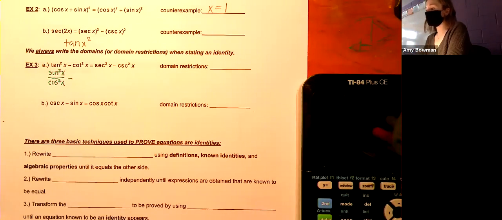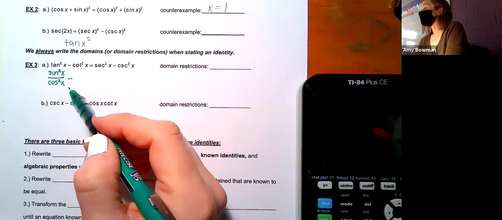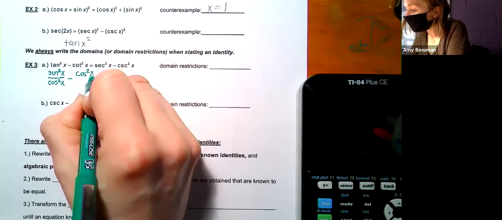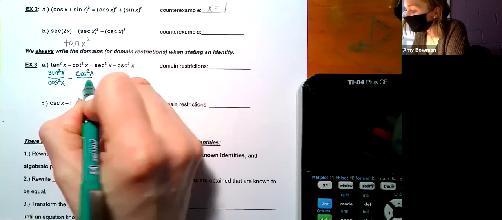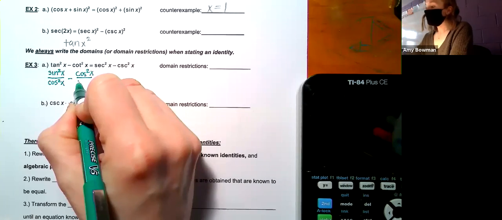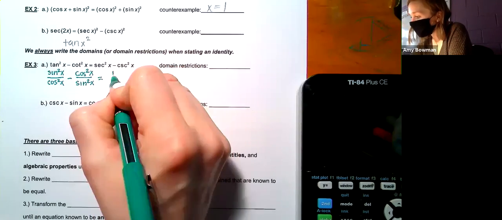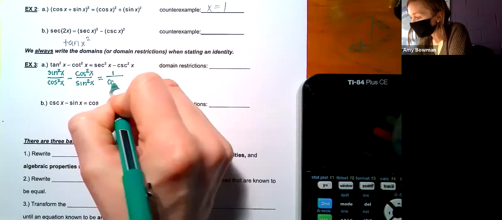No, cotangent: if tangent is sine over cosine, then cotangent is cosine over sine. So cosine squared of x divided by sine squared of x equals secant squared. Think about what secant is in terms of sine or cosine. Secant is the reciprocal of cosine. So secant squared is actually 1 over cosine squared of x.